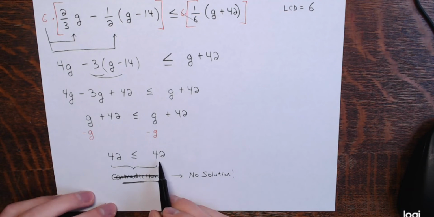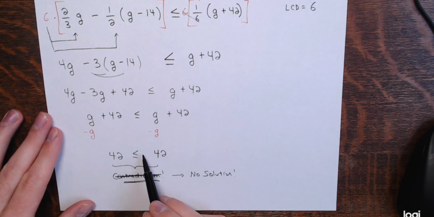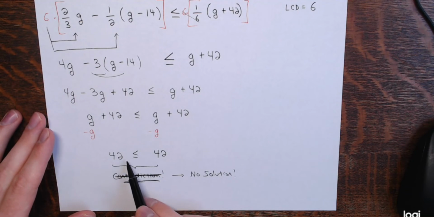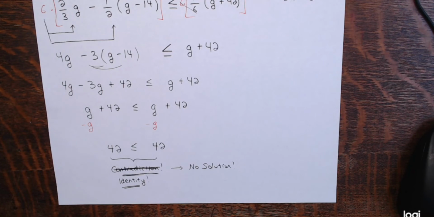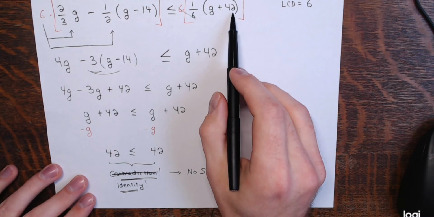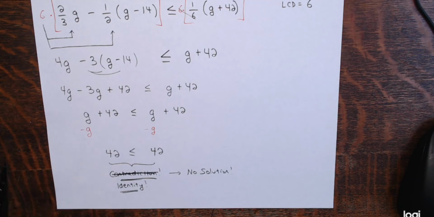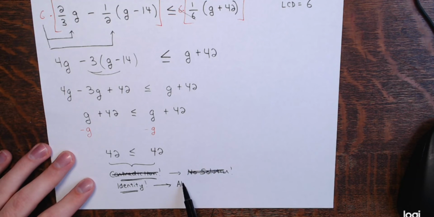And then this is a statement that is true all the time, isn't it? 42 is less than 42. That's not true, but the equal to part is. 42 equals 42. This is an identity. Well, you finally get to see what happens when I get something wrong. I should have paid more attention there. There's a good lesson for you: pay attention to what you're writing out. So yeah, this would be an identity, meaning that all real numbers are solutions.